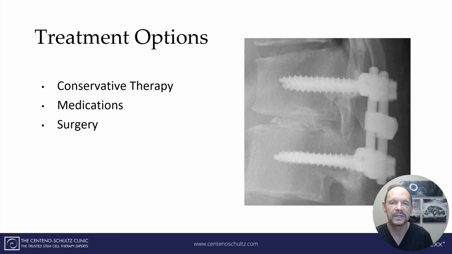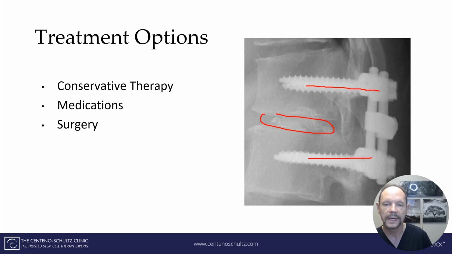And then those patients that have failed conservative and medication therapy, unfortunately, sometimes require surgery. And this is what we want to avoid if at all possible. The picture here to the right is basically some hardware associated with a fusion. A fusion is where they take out a portion of the disc, then they put in an implant or bone, and they fuse that segment. Unfortunately, that's associated with significant problems, including adjacent segment disease.